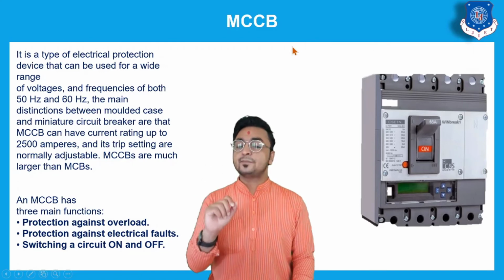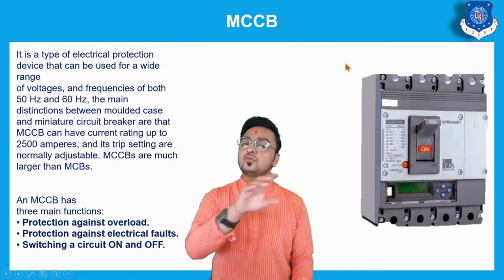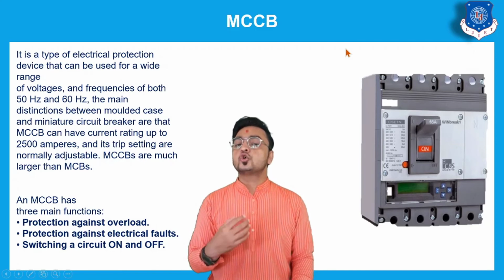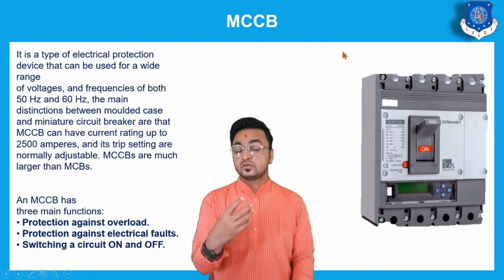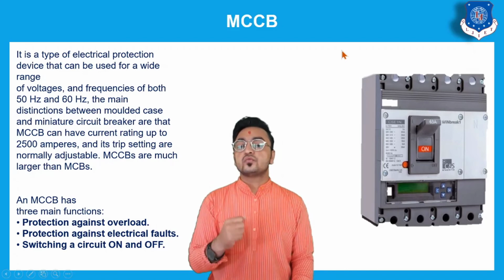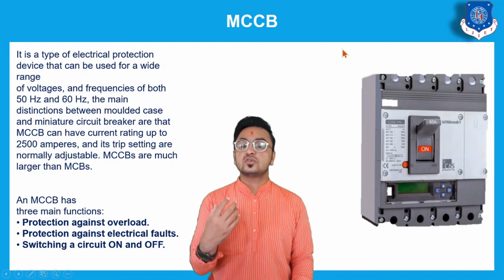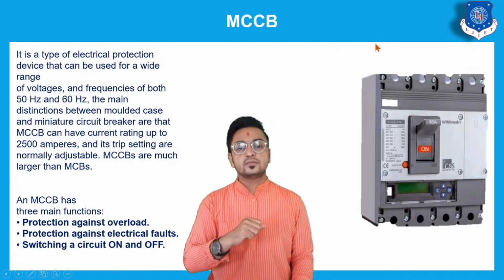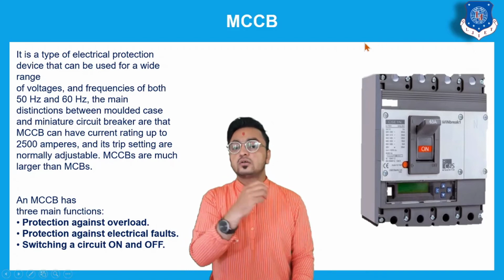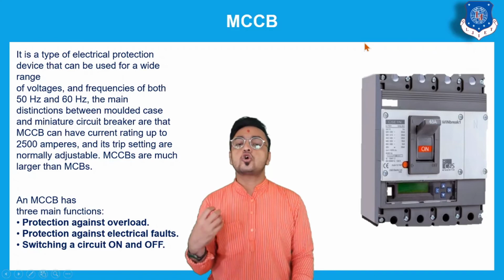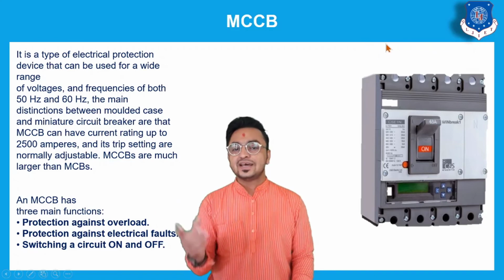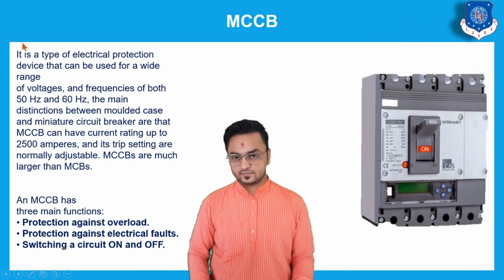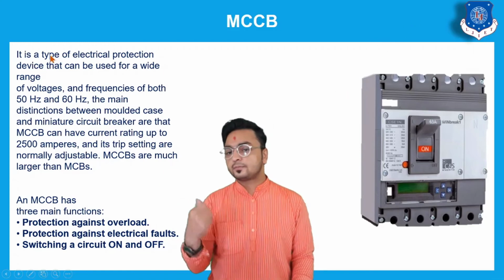So the function of MCB and MCCB is going to be almost the same, but as I mentioned, the rating of MCCB is going to be very high. That's why the current handled by MCCB as well as the power rating of MCCB is going to be very high compared to MCB. That's why we have to provide a strong design for MCCB, and that's why we are designing this circuit breaker in a molded case. So let's observe these points over here.